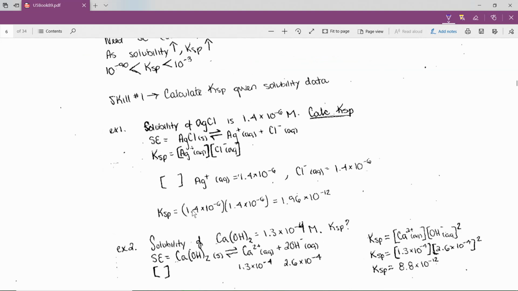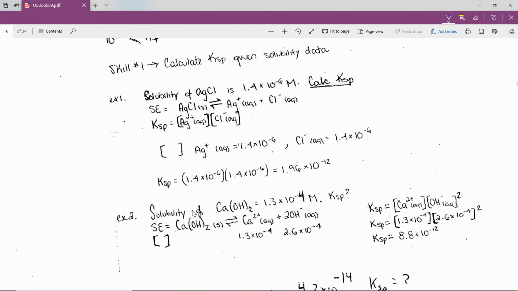It is relevant. So let's look at a few skills here. I arbitrarily have numbered them. So skill number 1, we are looking at how do you get the KSP value if you're given some solubility data. Okay, solubility data meaning a saturated solution, the numbers associated with that. So let's start with silver chloride, which is used in some photographic filming. The old days they had something called photographic film. And so let's jump to this example here.